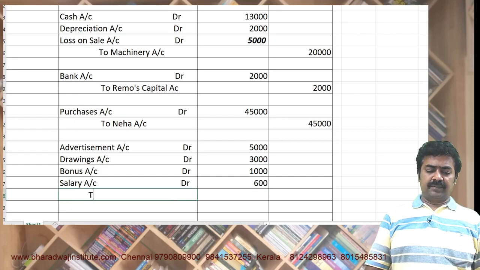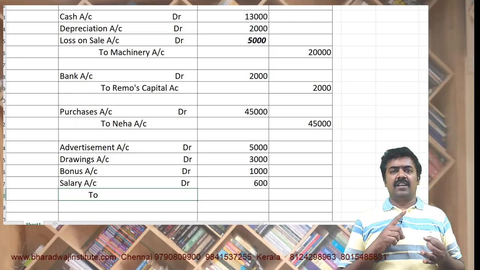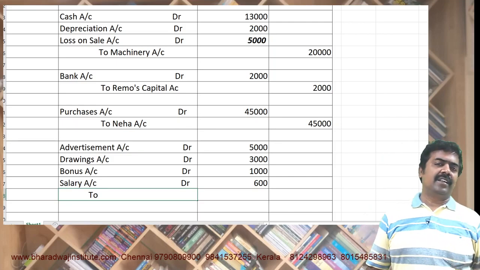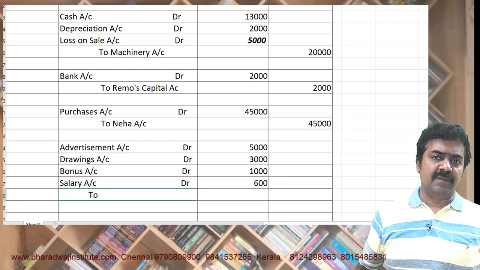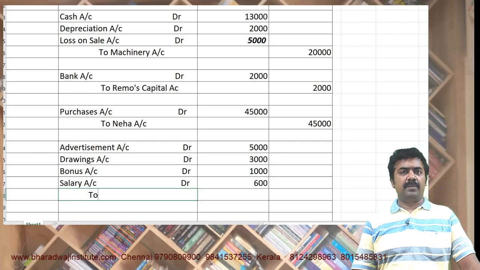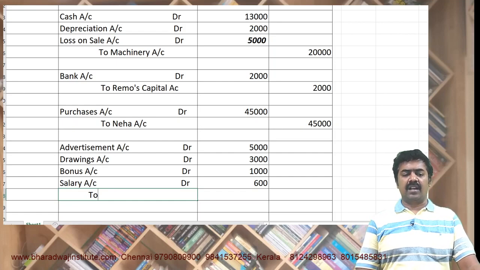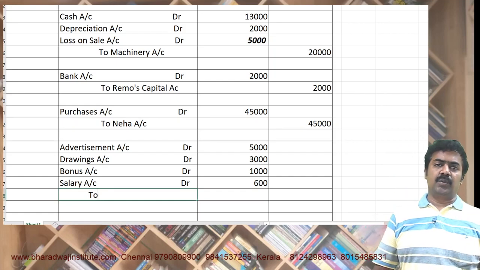We debit all the expenses: advertisement account debit, debit expenses; drawings account debit, debit the receiver because money is taken for personal use; bonus account debit, debit the expenses; salary, that gift to Hina, we take it as salary, 600. To what?